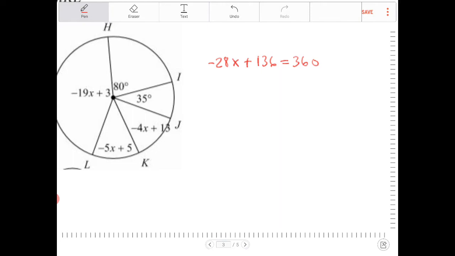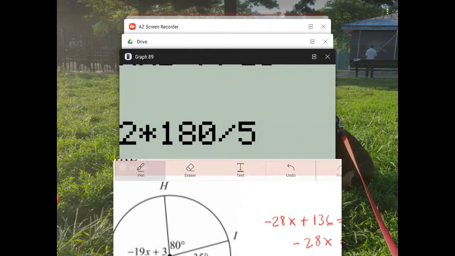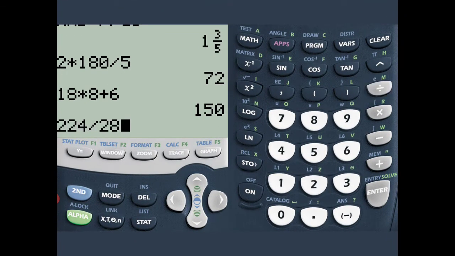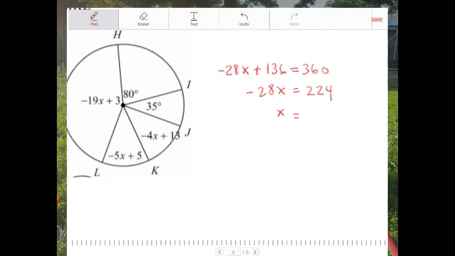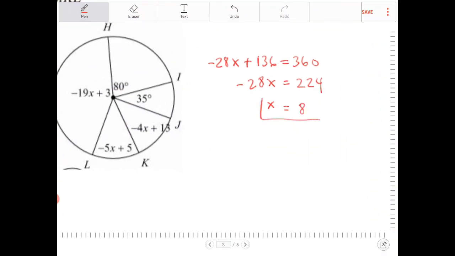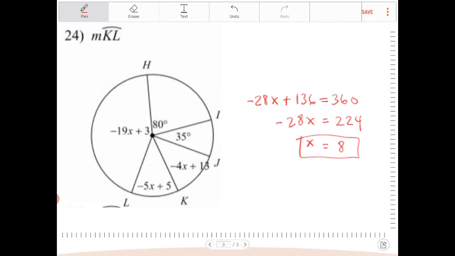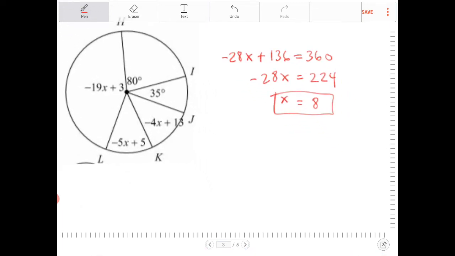Subtract both sides by 136. I get 224. Negative 28x is equal to 224. Divide both sides by negative 28. 224 divided by 28 would be 8. And what am I asked to find? KL. I'm asked to find KL. So arc KL, and that's negative 8 by the way, KL would be 45 then.